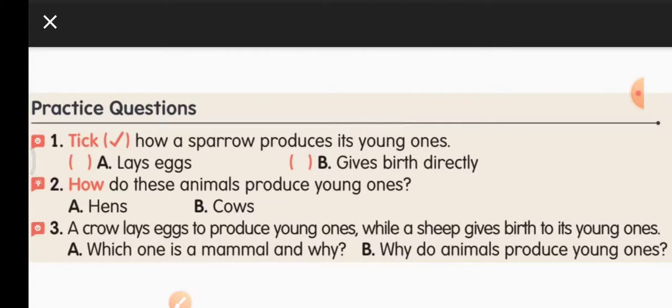Okay. So, they gave an example of the crow and they gave an example of a sheep. They are asking you which one is a mammal. So, the answer is the animals that give birth directly to their young ones are called mammals. So, in this example, the sheep is the mammal because it gives birth to its young ones. Why do animals produce young ones? Animals produce young ones to increase the number of their kind of animals.